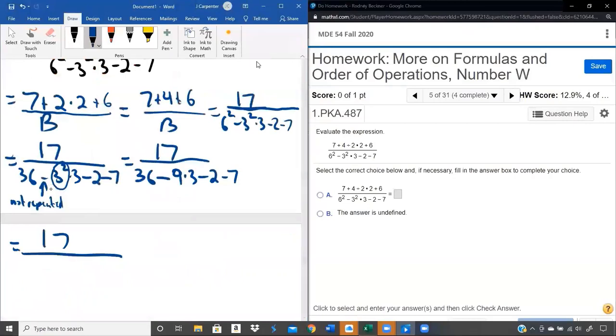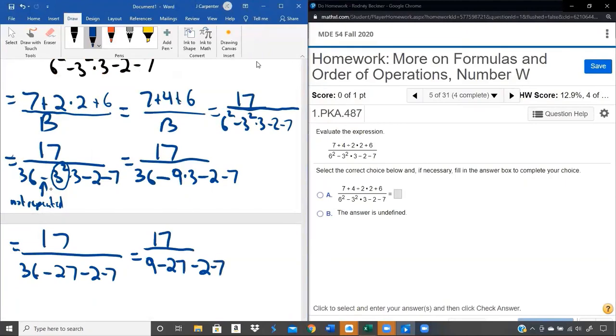Still the 17 in the top. Now in the bottom, subtraction, multiplication, subtraction, subtraction. So P and E are done. It's M and D that we're up to. We only have one multiplication. The 9 times the 3 would be a 27. So that's 36 - 27 - 2 - 7. We have a bunch of subtractions. We better do them in the order from left to right. As I said, you can add in whatever order you like. Subtractions must go left to right. 36 - 27 is going to be 9. So 17 over 9 - 2 - 7.